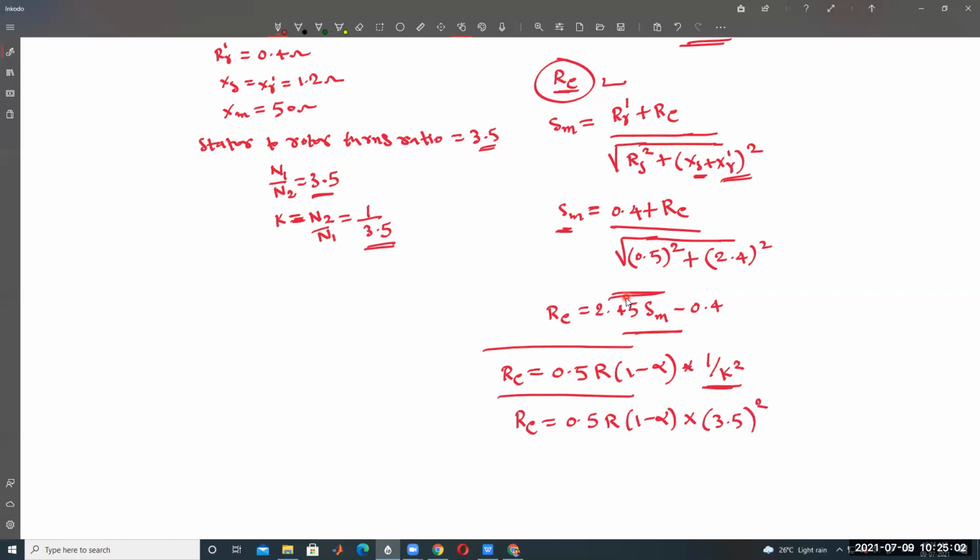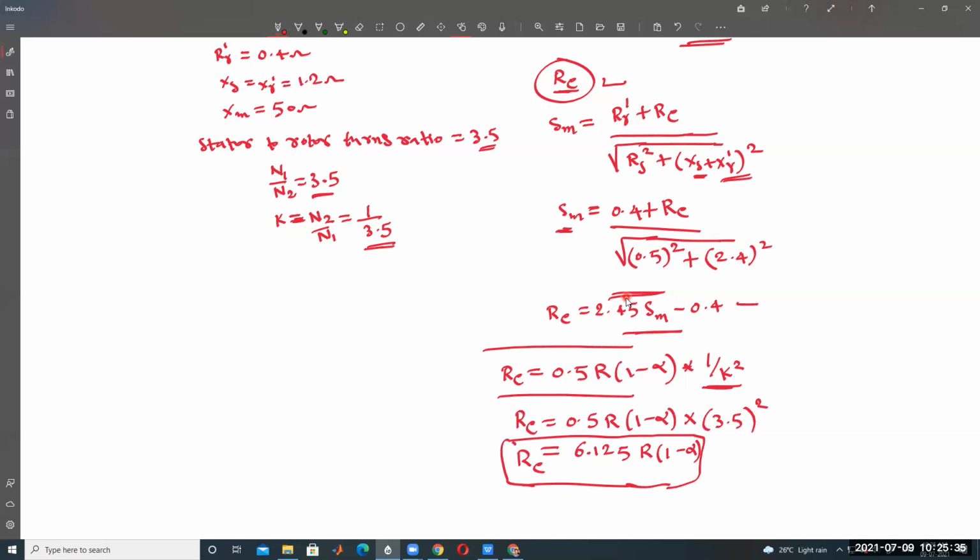Tell me what this is. Simplify 3.5 whole square into 0.5. How much? I think 6.125 into R into 1 minus alpha. Is it right? Okay, so this is the other equation. Re is equal to 6.125 into 1 minus alpha into R.